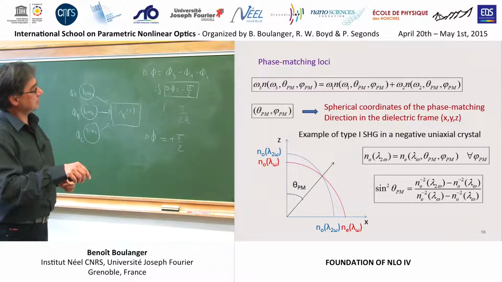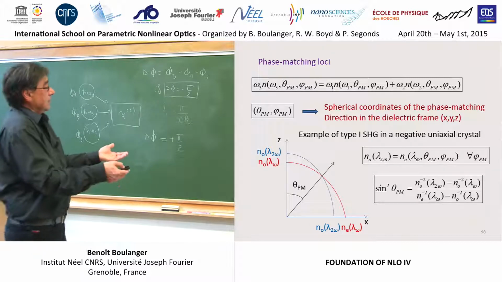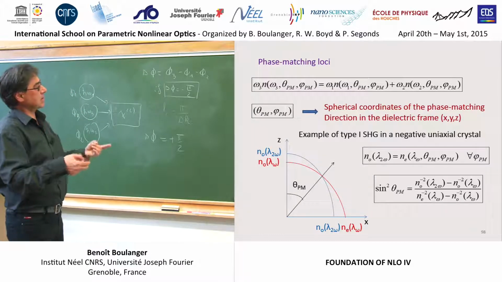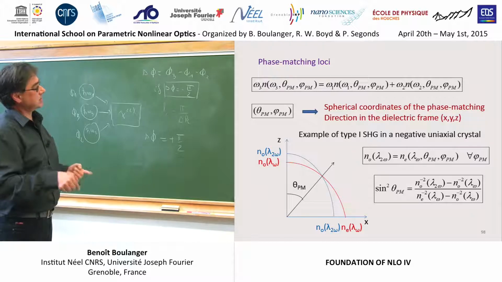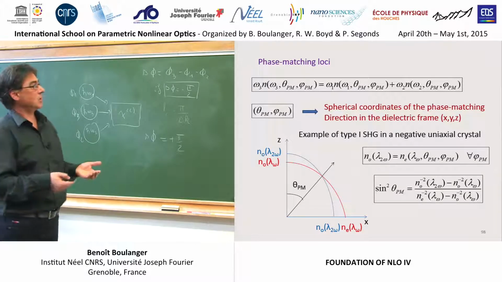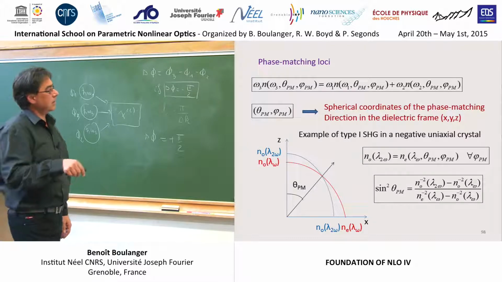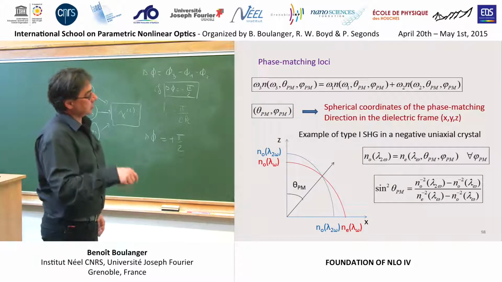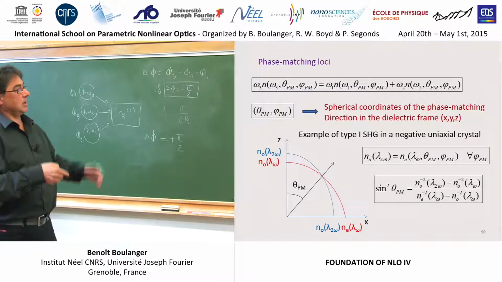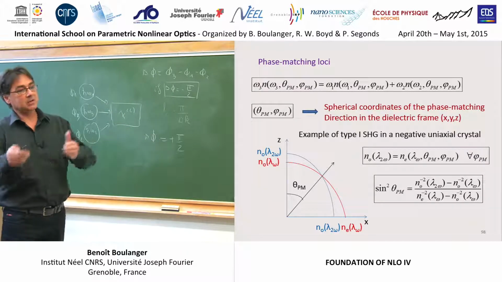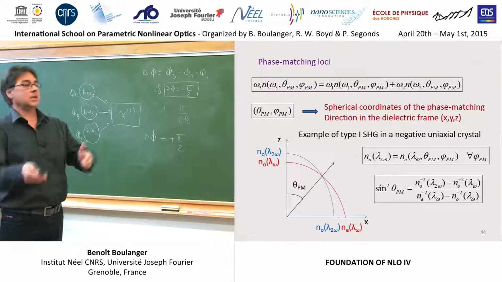So it's a circle at 2 omega, because it is the ordinary index at 2 omega, and an ellipse at omega. And we see here, in this case, that you have intersection between the layer at omega and the layer at 2 omega. So here, this direction corresponds to a phase matching direction. And you have here the analytical expression of the phase matching angle as a function of the principal refractive indices. So it's exactly the way to calculate the phase matching angles. So sometimes there are analytical solutions and sometimes not.